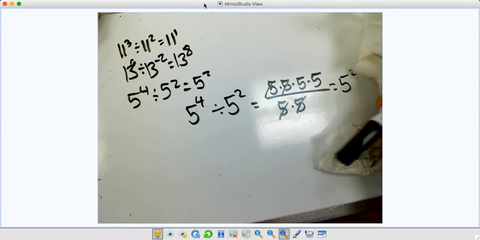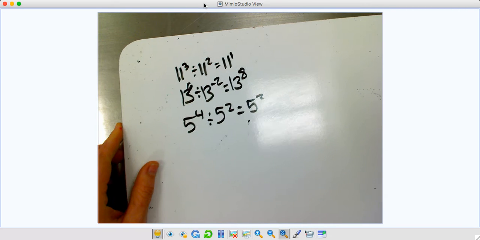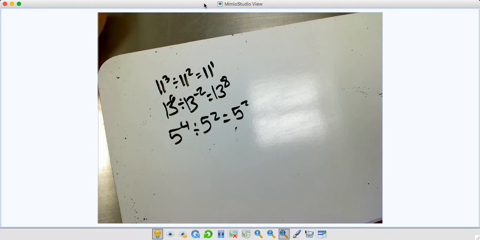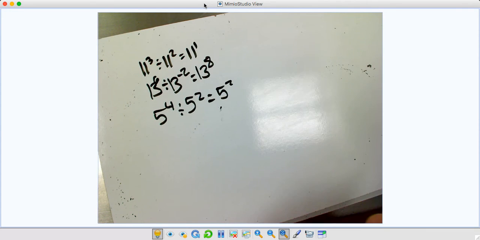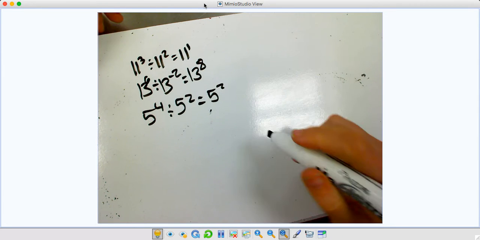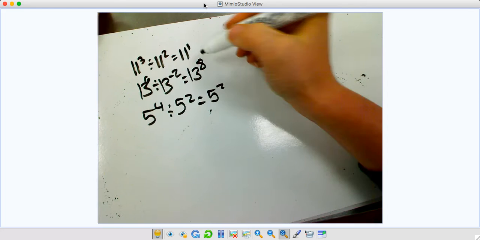Now let's check this out. Do you see any patterns here? Do you see anything in the exponents? Flynn, what do you think you see? Okay, I hear you. I think you're right. So let's see if that works. What I heard Flynn say is that you keep the same base, and then you subtract the second exponent from the first exponent. So let's look if that works right here.